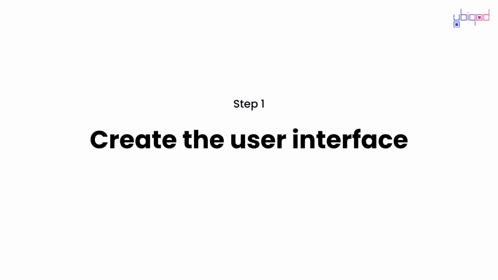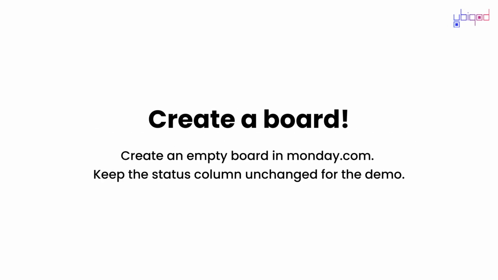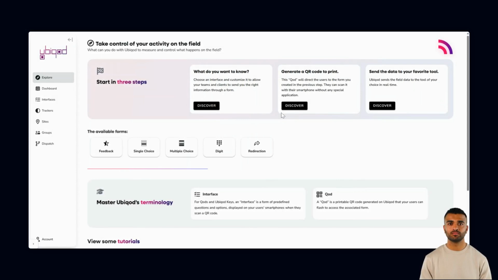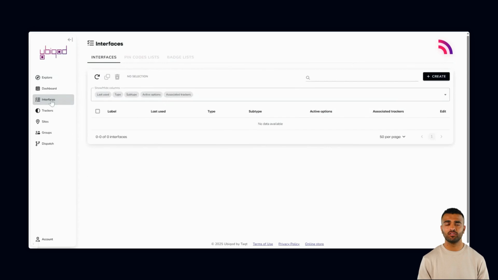Let's create the interface. Before we continue, you should create an empty Monday.com board. You only need a status column with standard labels in order to complete this tutorial. To create an interface, go to the Interfaces menu and then create a new interface.